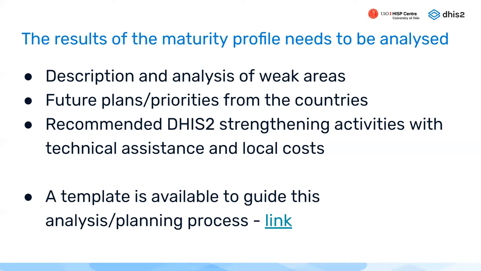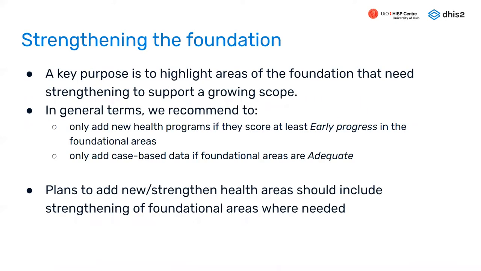We've added a link here, and you will have access to this slide, so you can look at that. It basically follows the structure of these bullet points: weak areas, plans, recommended DHIS2 strengthening activities. And like Anna said, the key thing with this is to identify the foundational things within the DHIS2 implementation that need strengthening.